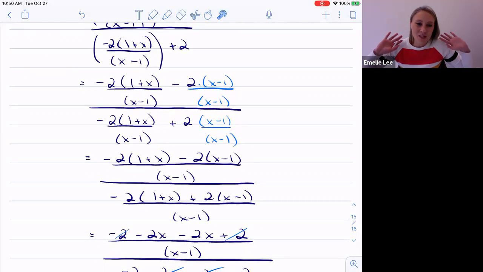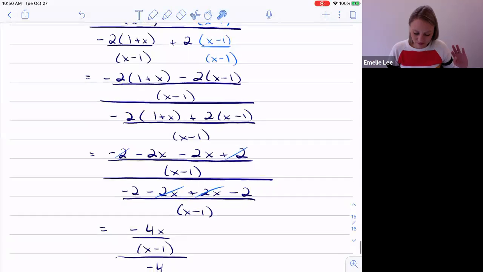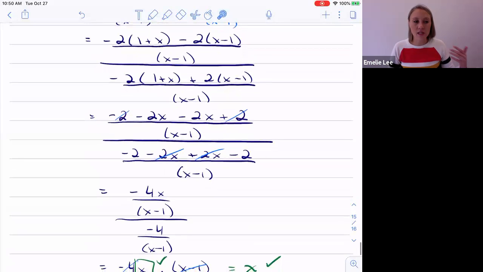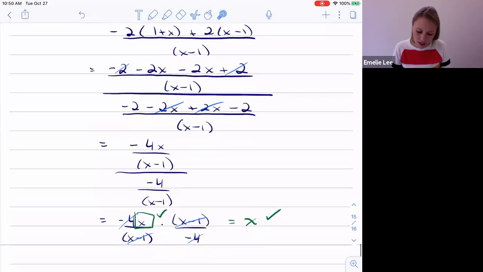Any questions? This stuff is tedious. It's not hard because we've worked so much with fractions, and our algebra should be pretty solid by now. But you do need to take your time. You do need to be so careful.